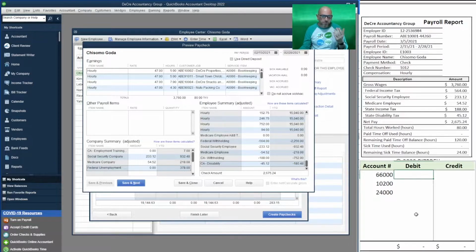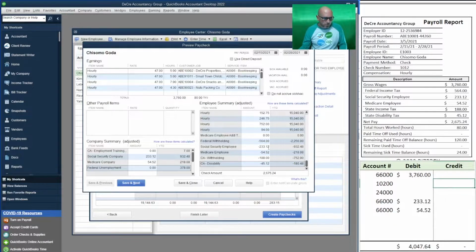So let's do it one at a time. Payroll expense is going up. What is in that payroll expense? Well, first of all, it's the gross wages, 3760. What else? It's the employer taxes, right? Let's see if we can do even more granular detail. Here it is, right? These two amounts right here are debits to account 66,000. And this amount right here is also a debit to account 66,000. 66,000 is a payroll expense account. Expenses go up when debited.